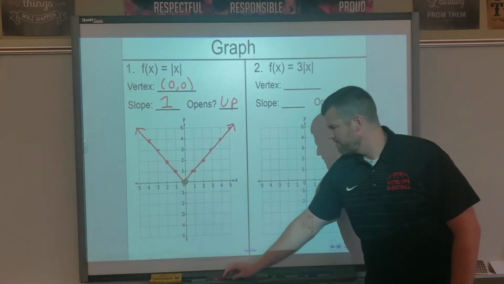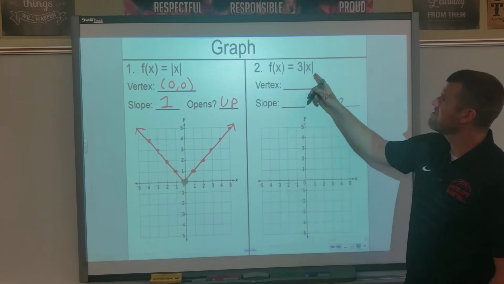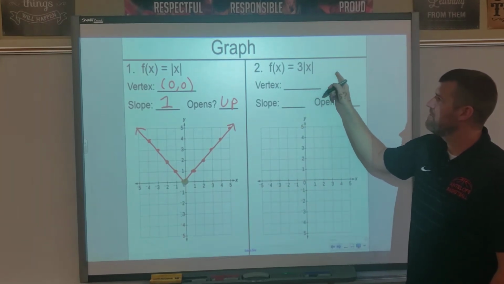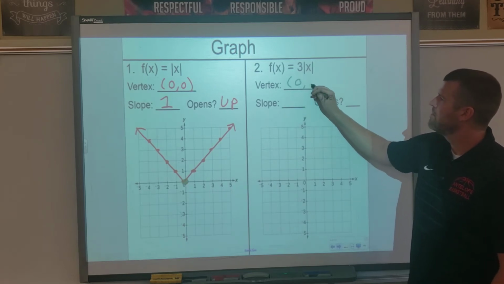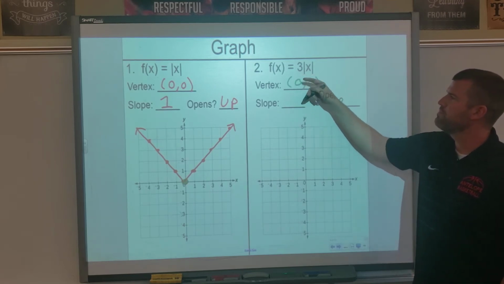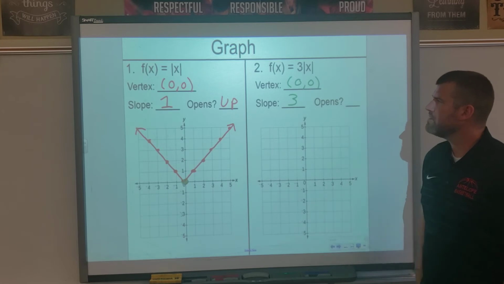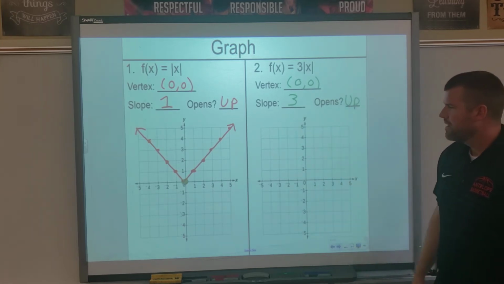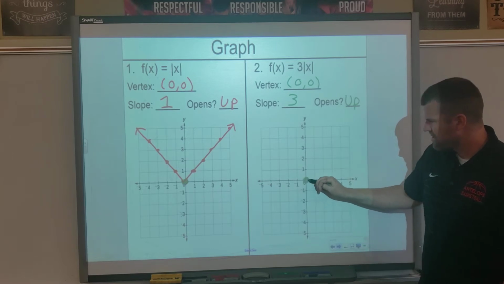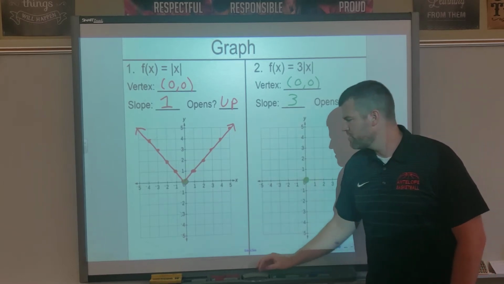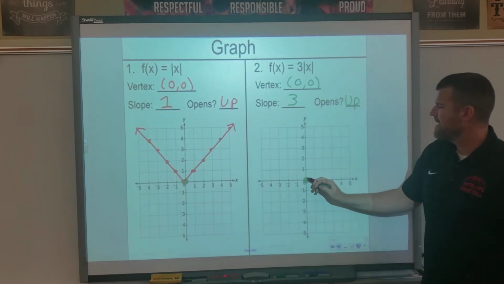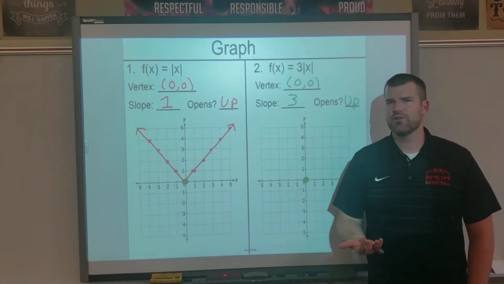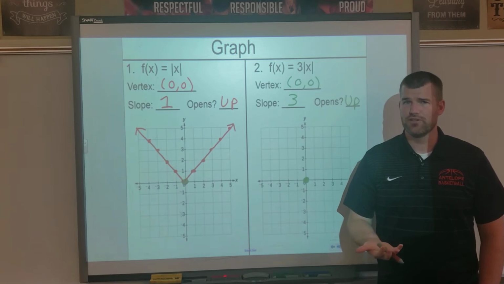Okay, this next one, the vertex is going to be 0, 0 again, because we don't have anything in the bars, and we don't have anything at the end. But what's different now is the slope is 3. It is a +3, so we know our graph's going to open up. I'm going to put my point on my vertex because that's our key point where we're going to change direction. But now instead of counting up 1 over 1, up 1 over 1, how much do you think we're going to count up before we go over?